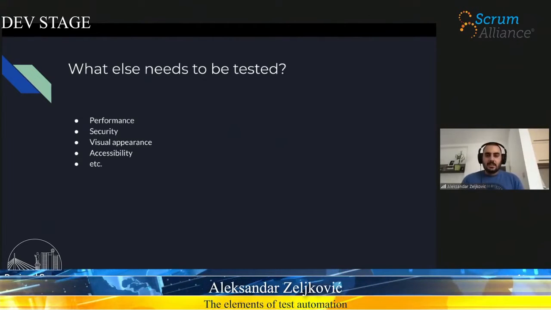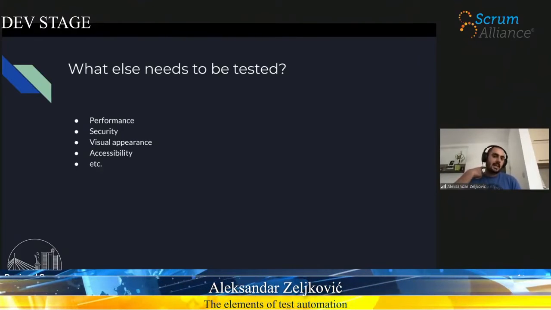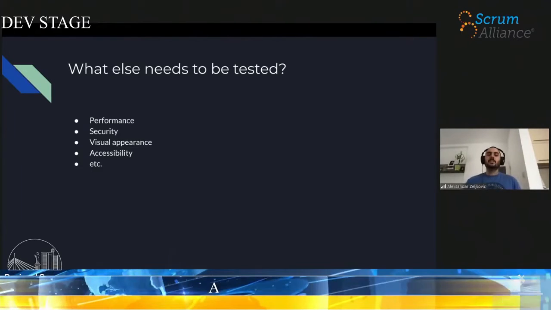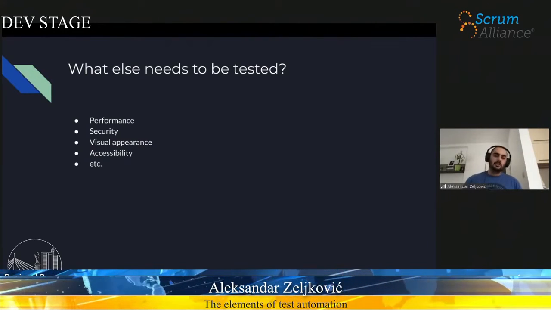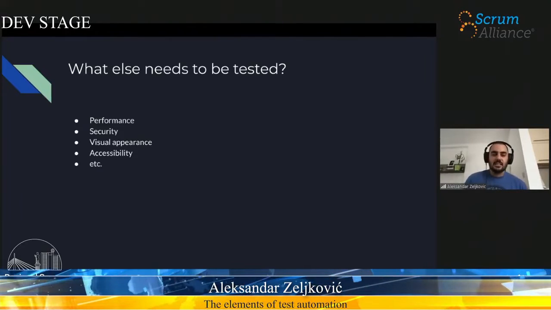Visual appearance provides a good user experience, and you want to make sure that your application works well on different screen sizes, on different devices, that the layout is good, that it looks nice, that we don't have some overlapping elements. And this should be verified as well through a practice called visual regression testing, for example.